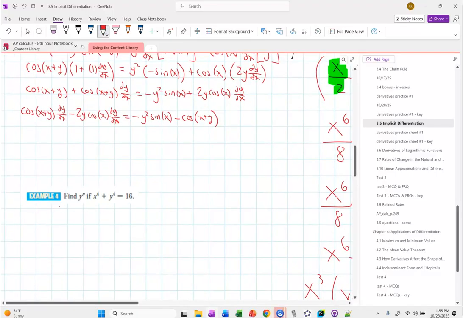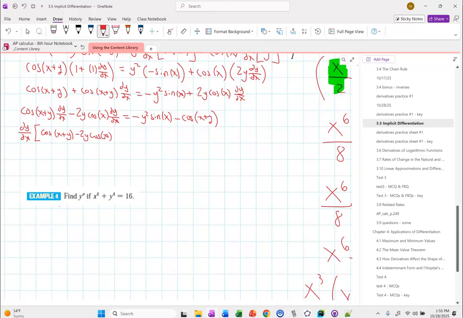so I'm going to factor out the dy/dx, and then divide that bracketed expression to both sides. And I'm going to call that finished at that point. I don't think there's any obvious cleanup to do from there. This is probably about as good as it's going to get.